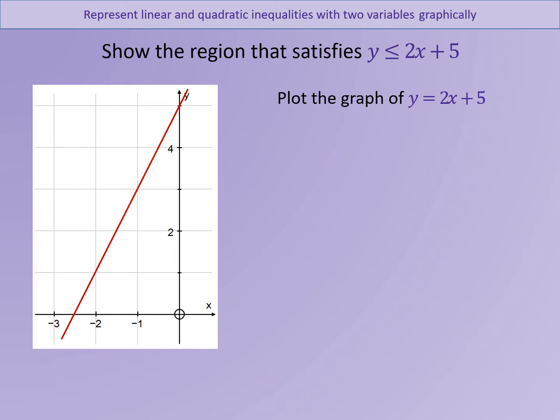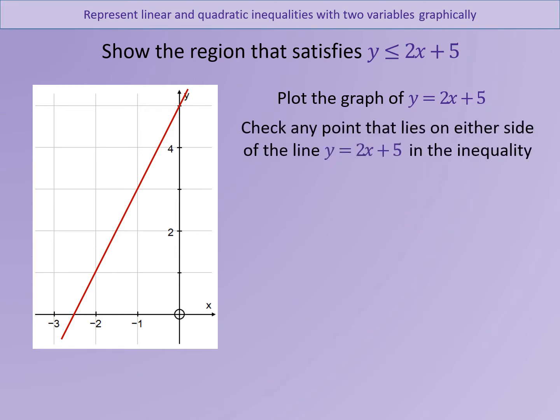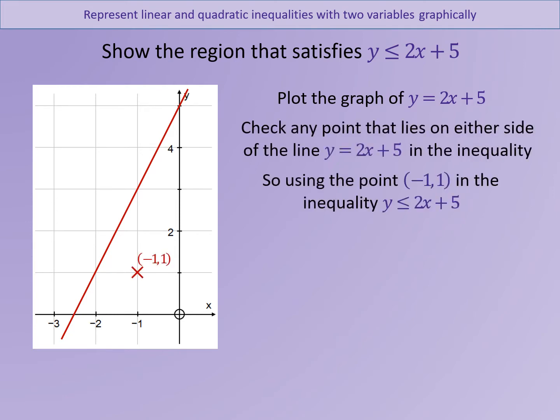We're now going to select a point on either side of the line. So we're going to select minus 1, 1, but you could select any point. The origin is often an easy one to pick. If we substitute in x equals minus 1 and y equals 1, we arrive at 1 is less than or equal to 3. We now need to consider, is this true? And the answer is yes. So the point we have selected is on the side that is true for that inequality.